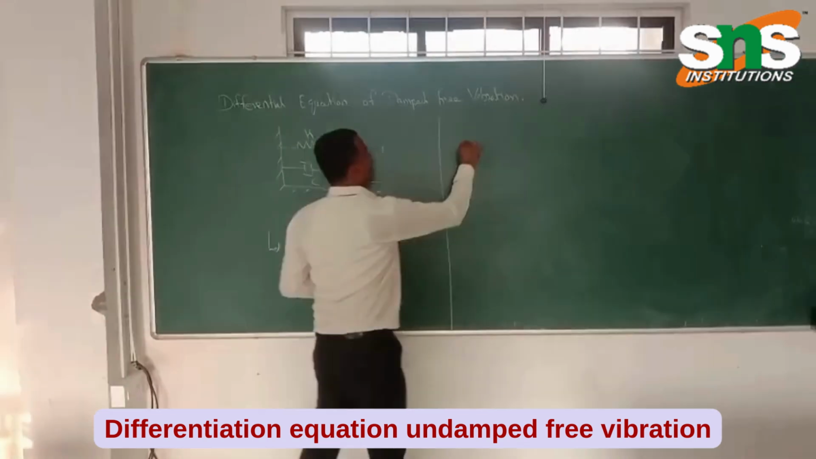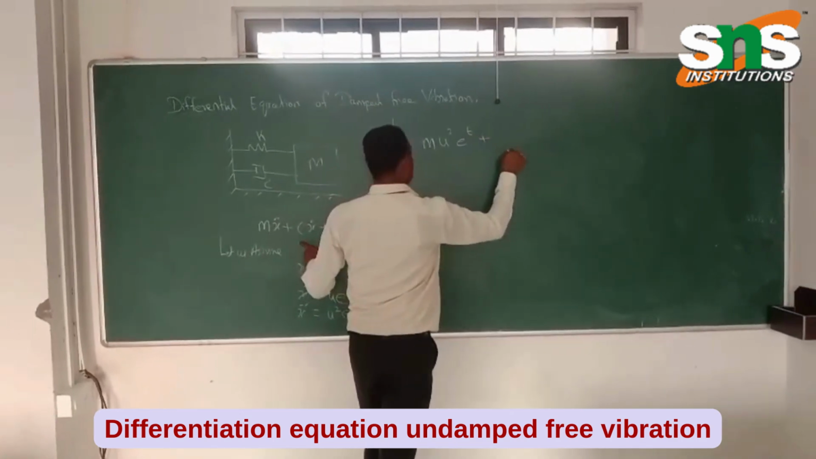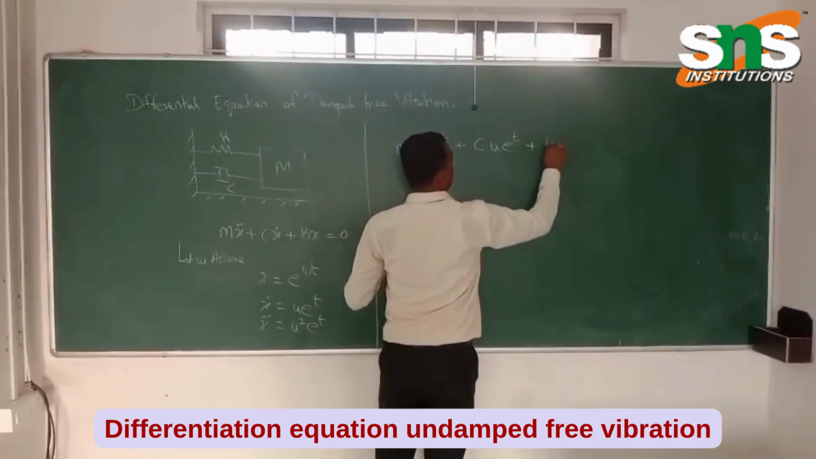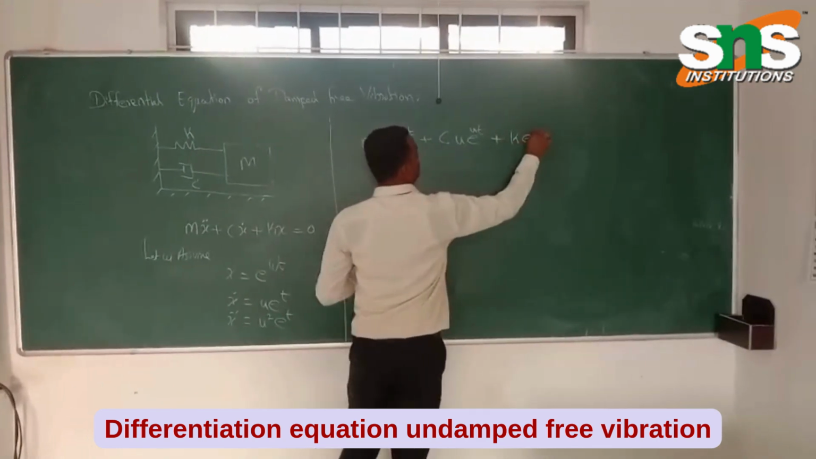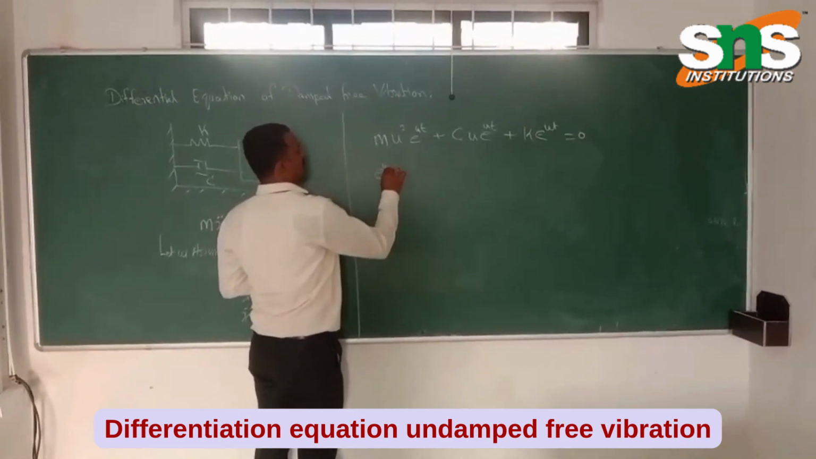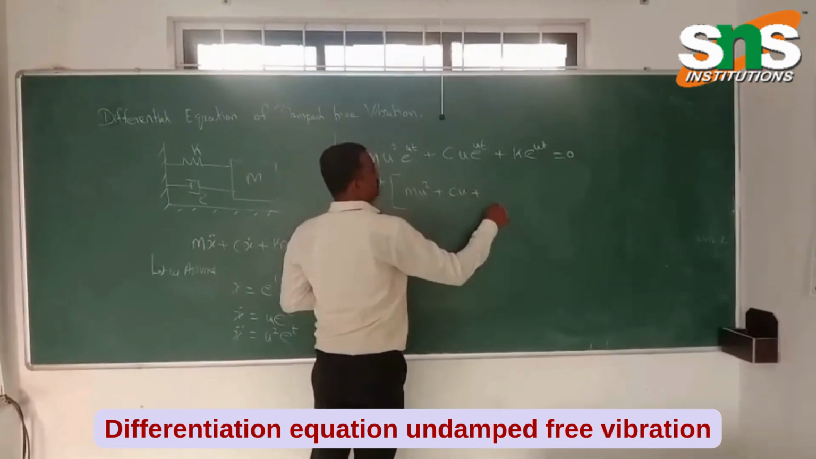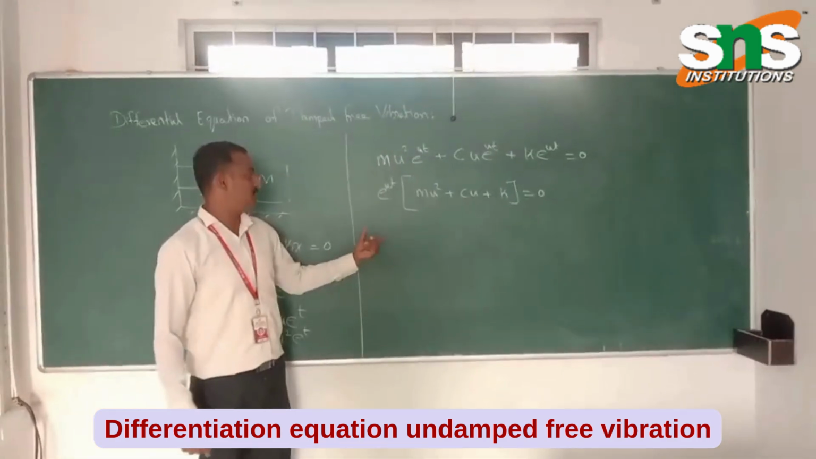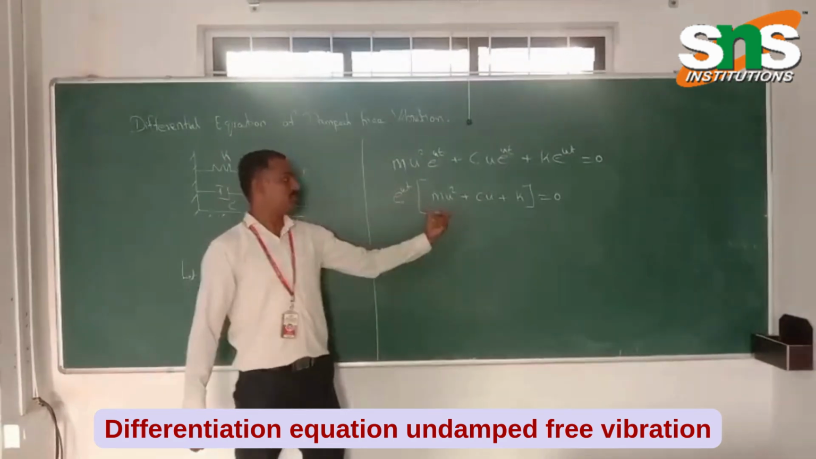We will get m u square e power ut plus c u e power ut plus k e power ut, equal to 0. From this we can take e power ut as common, and then we have m u square plus c u plus k is equal to 0. So from this equation we have two options: either e power ut is 0 or this term will be 0.